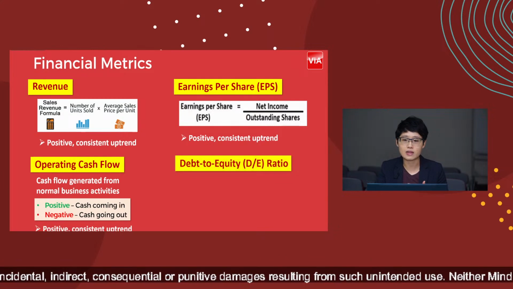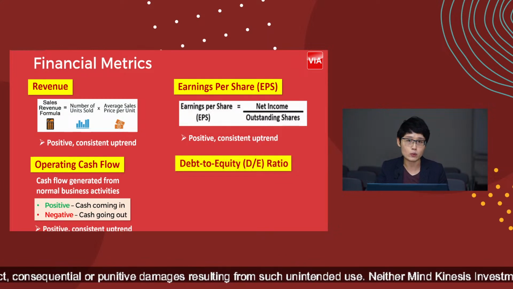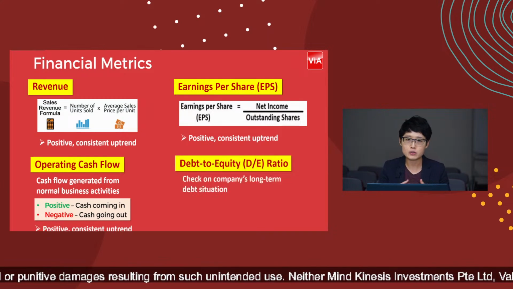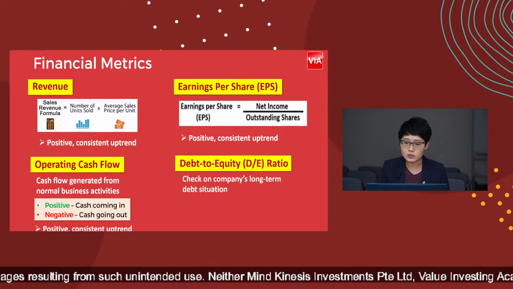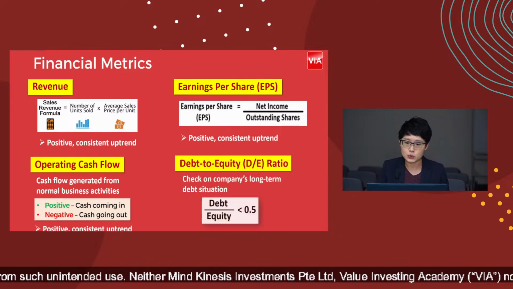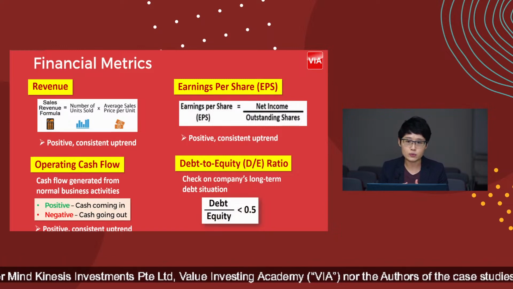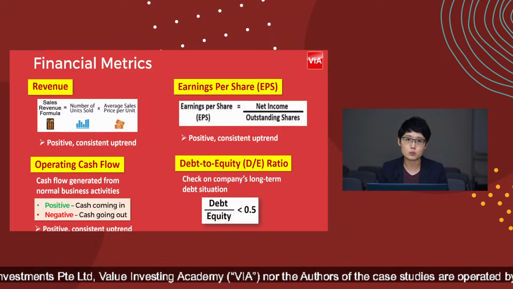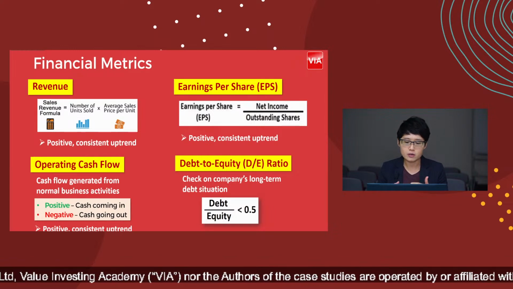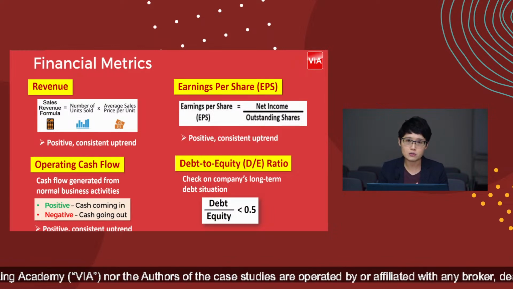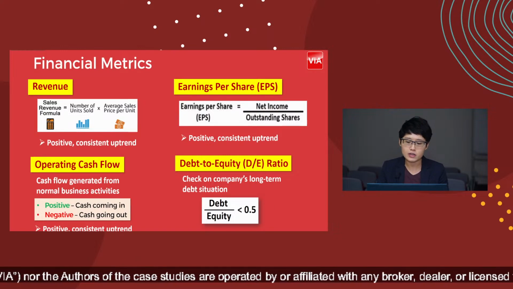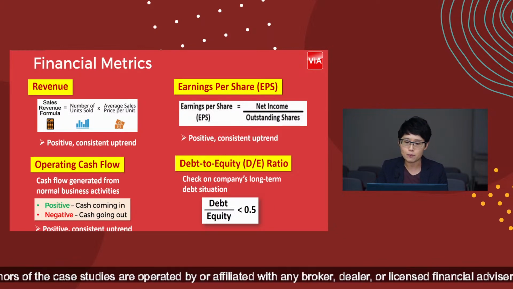And the next one, the last one that we will look at is the debt to equity, which is to find out how much debt the company has. So this is to check on the company's long-term debt situation. Based on value investing methodology, the criteria is that this ratio should be less than 0.5. In simpler terms, it means that for every $100 of equity, the company cannot take on more than $50 of debt.